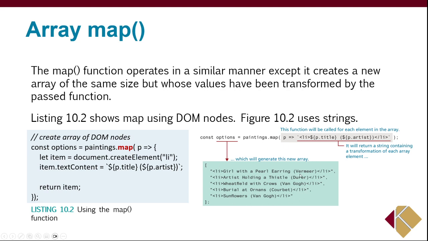So girl with a pearl earring, Vermeer; artist holding a thistle, Dürer; wheat field with crows, Van Gogh; burial at Ornans, Courbet; and sunflowers, Van Gogh. So that's why you would use the filter if you were searching for Van Gogh versus the find, because there's two.